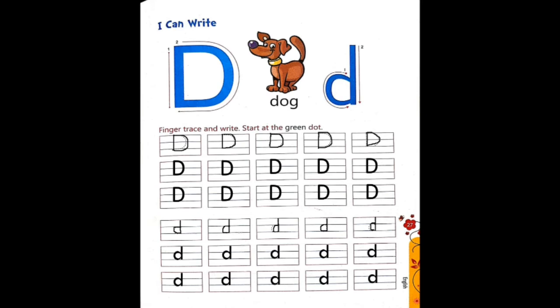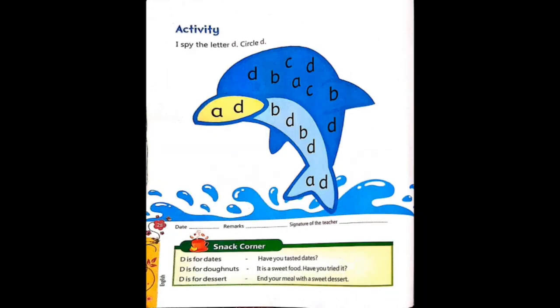Very good. Okay, children. Now, let's do an activity on page number 28. What can you see on the screen? Yes, you can see a blue whale jumping up out of the water, isn't it? So what should we do here, children? We can see small letter a, small letter d, and small letter b. Don't get confused by d and b, okay?